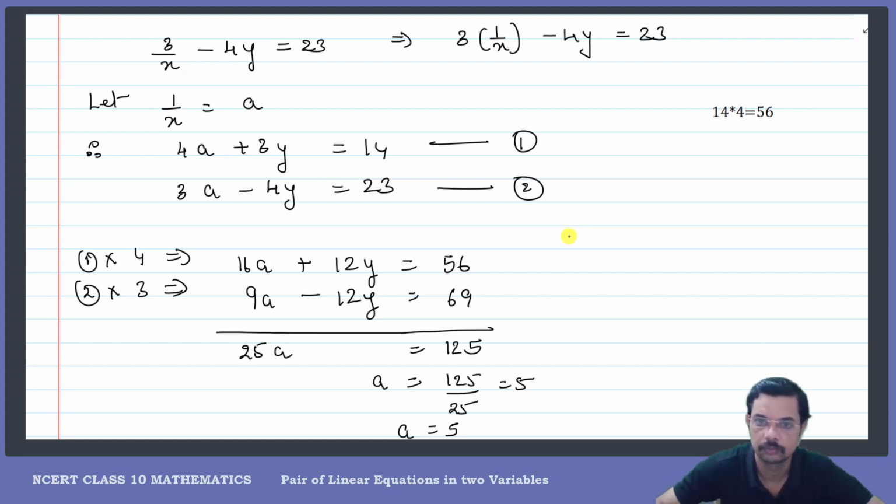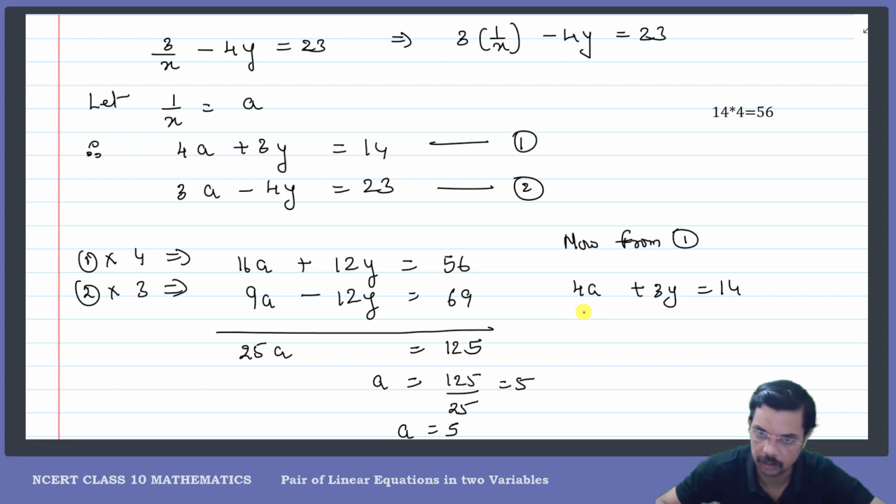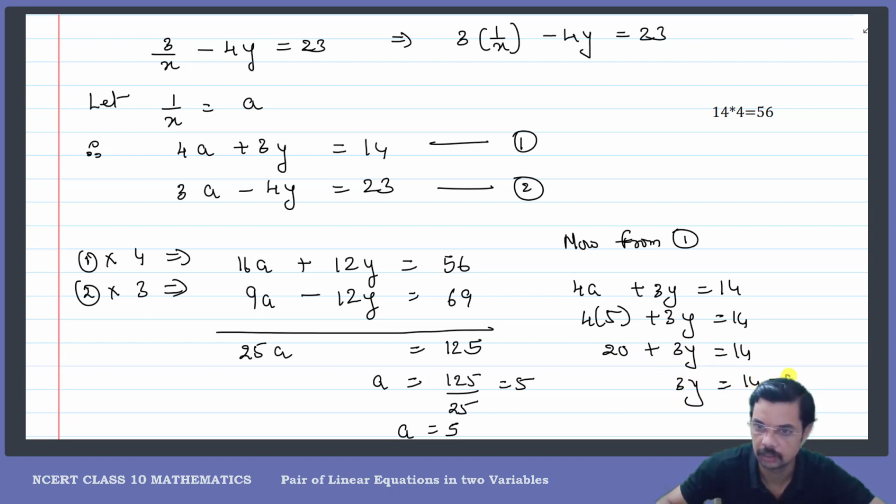So for a, now from equation 1, we have 4a plus 3y equal to 14, a equal to 5. So 4 into 5 plus 3y equal to 14. So 4 fives are 20 plus 3y equal to 14. So 3y will be equal to 14 minus 20.